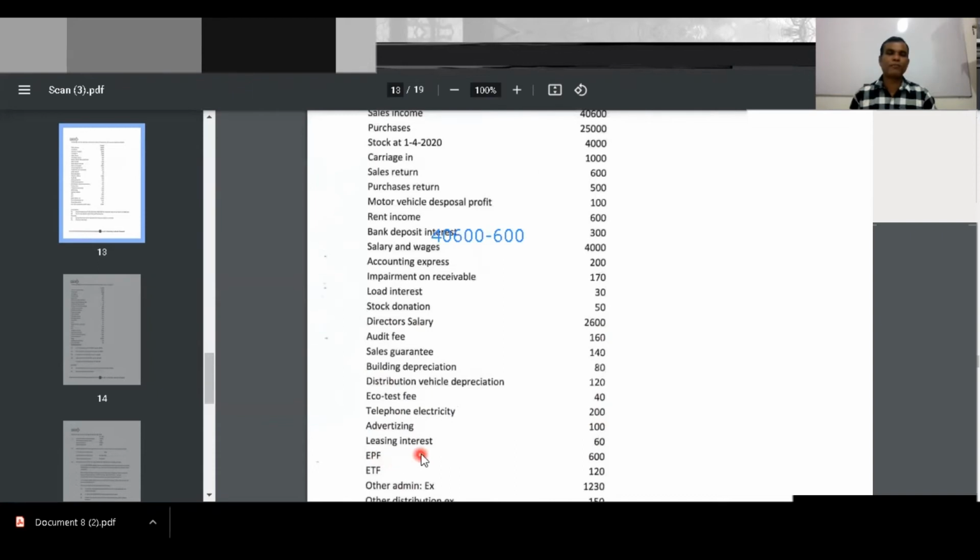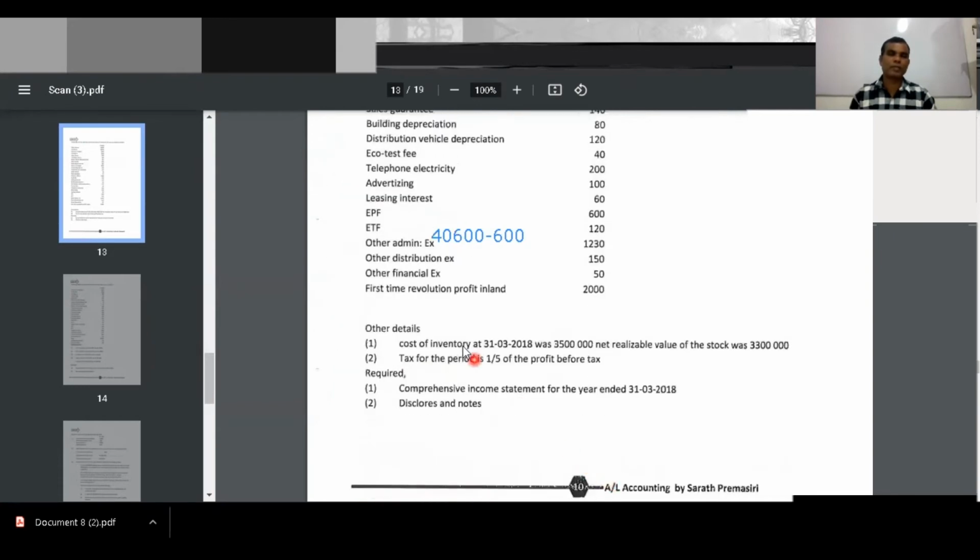EPF, Employee Provident Fund, and ETF, Employee Trust Fund. Both are administrative expense. Other administrative expense, definitely administrative category. Other distribution category opening balance. Other financial opening balance, financial expense.